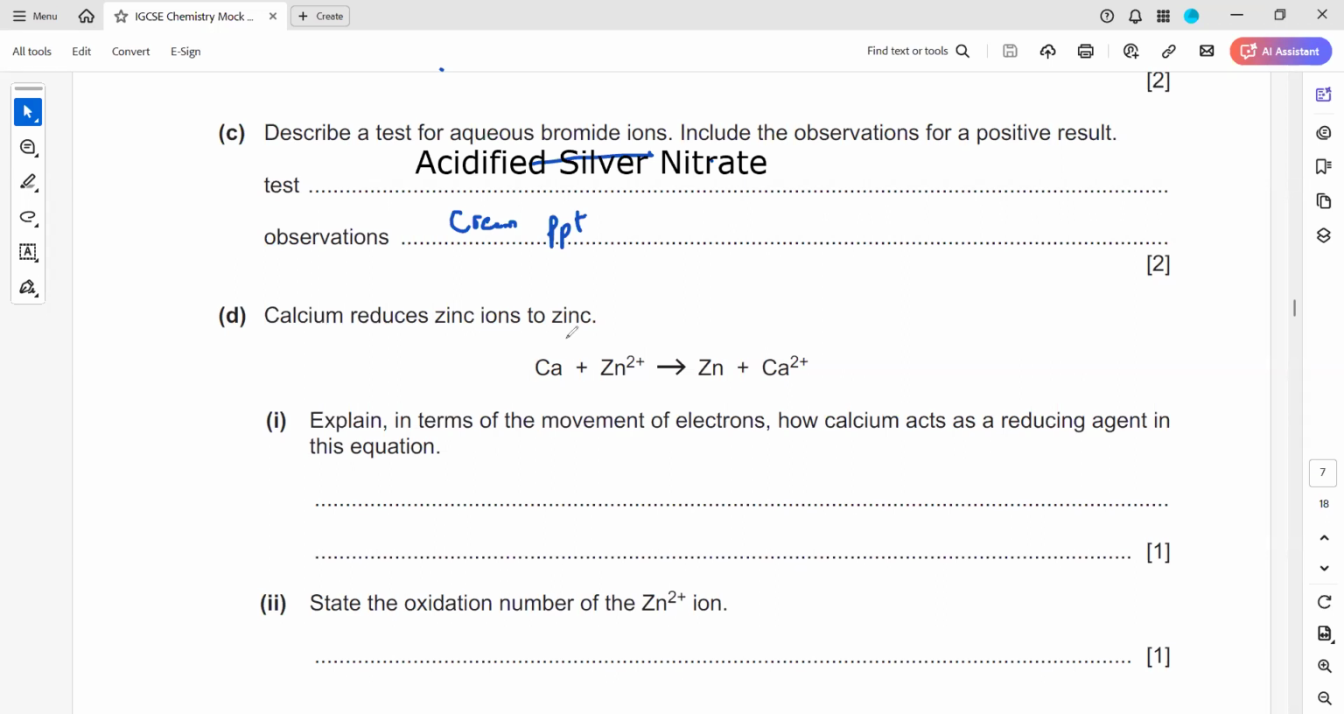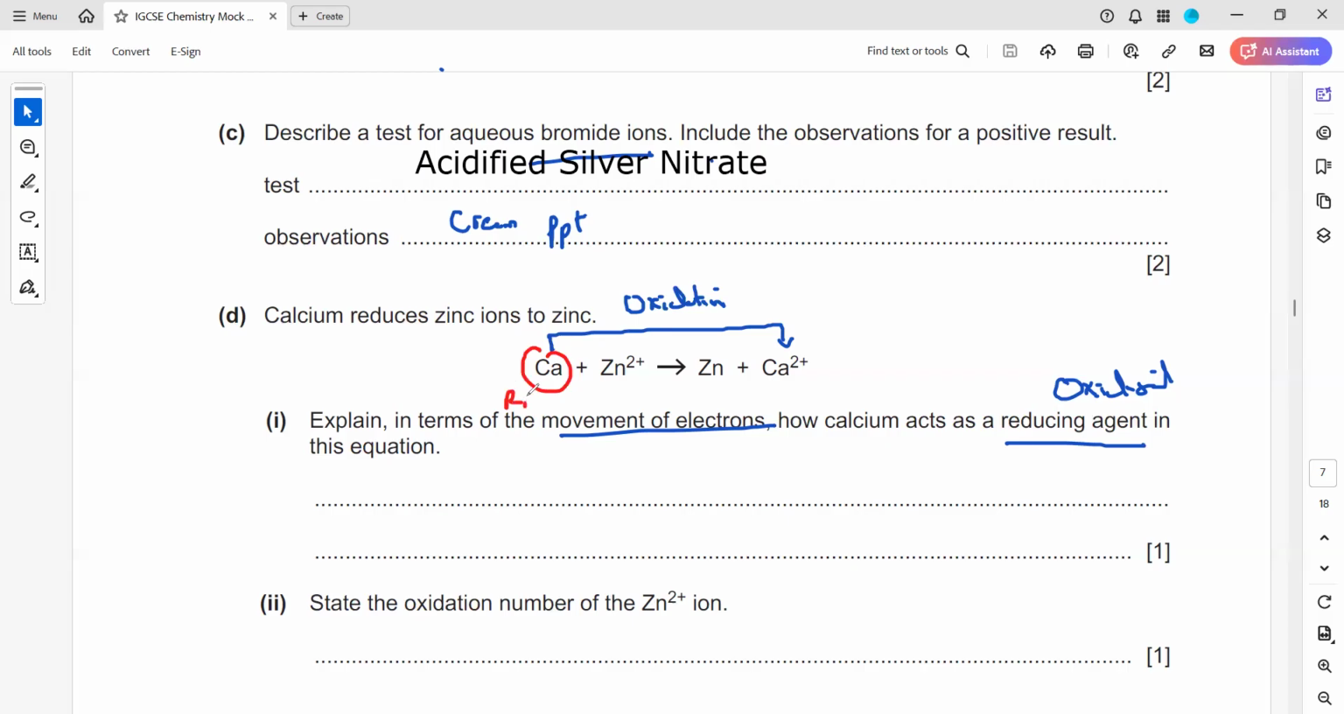Okay. In terms of movement of electrons, how does calcium act as a reducing agent? The substance which acts as a reducing agent is itself oxidized, and the substance which acts as an oxidizing agent is itself reduced. Calcium atom turns into calcium ion by losing electrons. What is this change, oxidation or reduction? This change is oxidation.